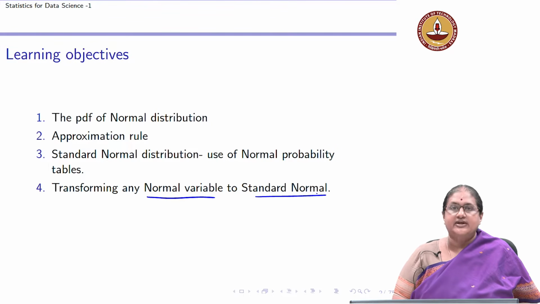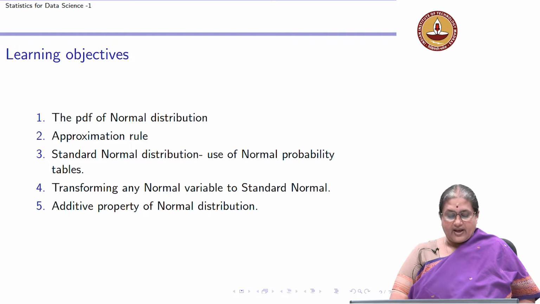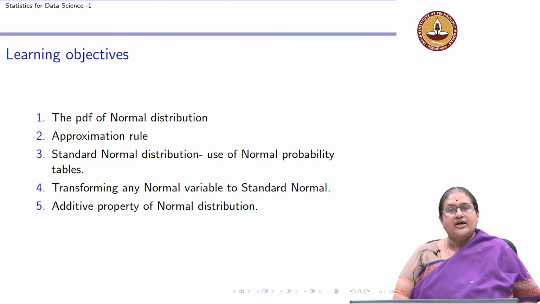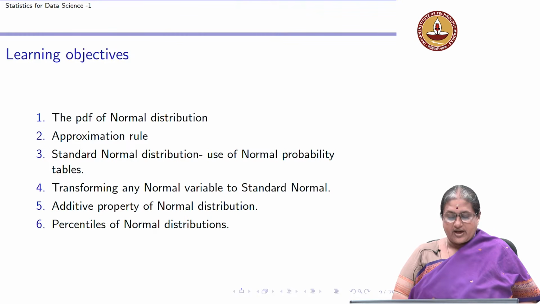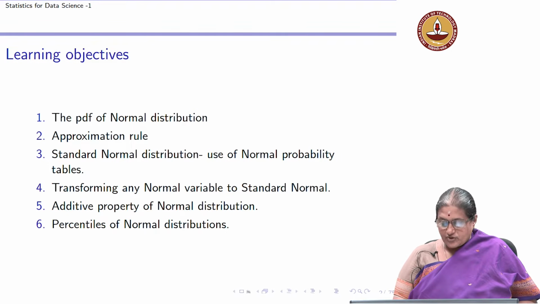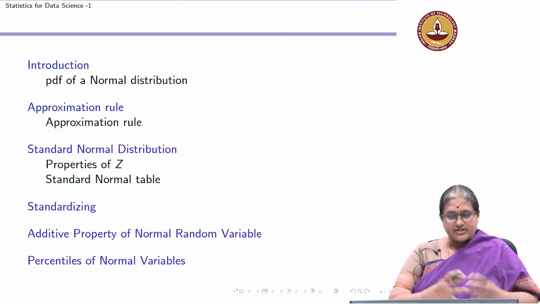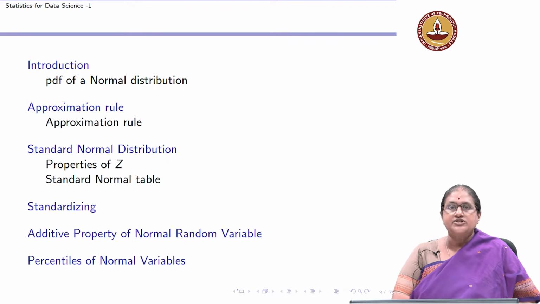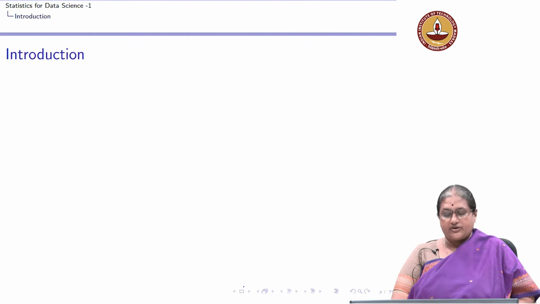This is called standardizing the normal variable, and then we will spend some time looking at the additive property of the normal distribution, and finally we will end by looking at the percentiles of the normal distribution. So, this is the agenda for this week. We start with the introduction.